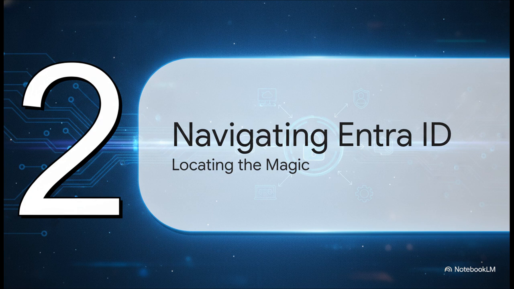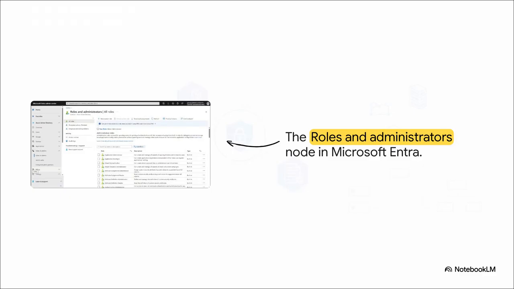Moving on to Section 2, Navigating Entra ID. Let's find exactly where this magic happens in the console. Whether you're using the classic Azure Active Directory Admin Center or the newer Microsoft Entra Admin Center, the path is super straightforward. You just expand Azure Active Directory on the left-hand navigation pane, select Roles and Admins, and boom, you uncover the central hub for access management.